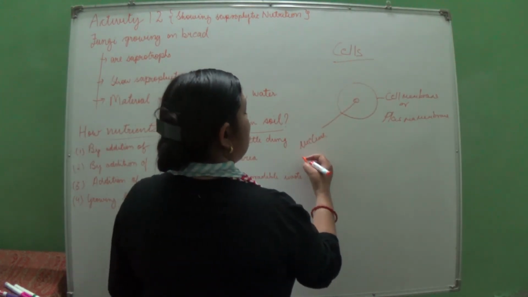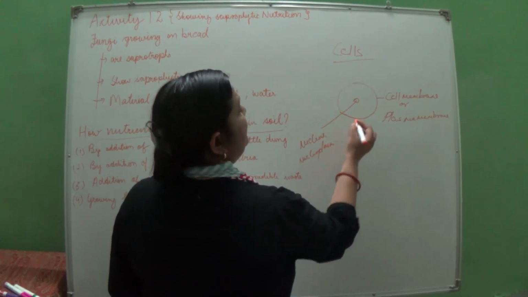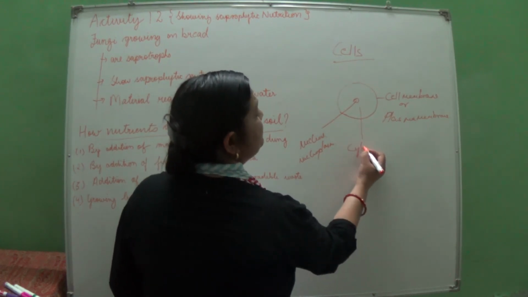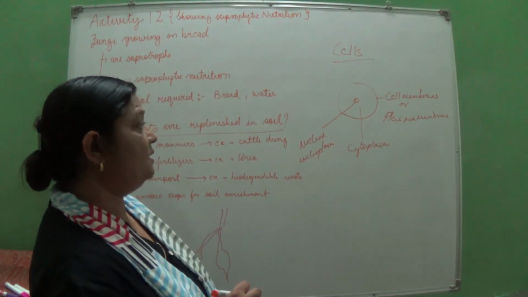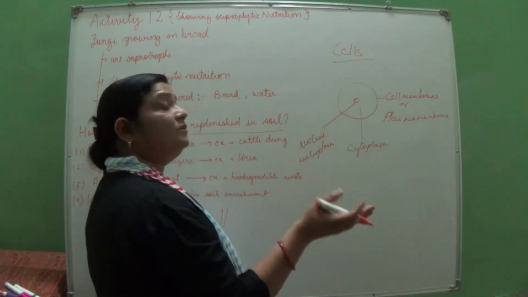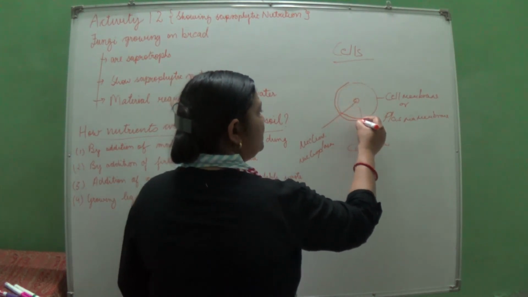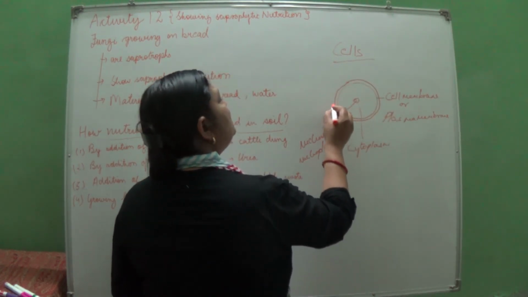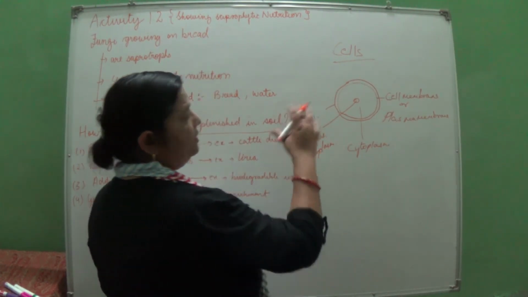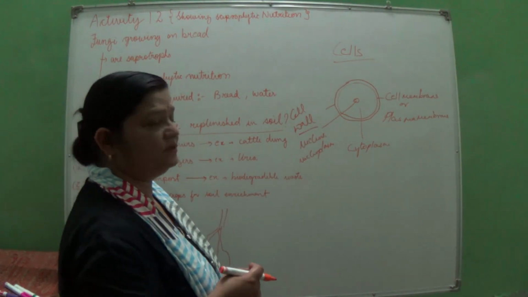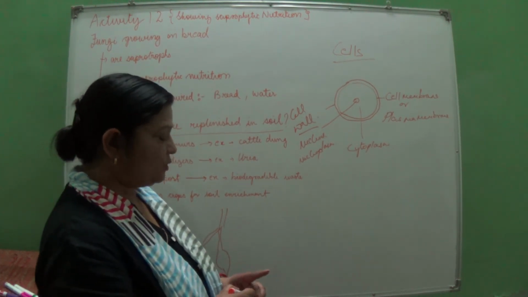This nucleus consists of what? Nucleoplasm. And here cytoplasm is present. If we talk about the animal cell, yes, the cell membrane is present. But when we talk about the plant cell, there is one more boundary in it, and this is known as what? Cell wall. And about all the other organelles of the cells, you will be studying in your higher classes. This is all for today.